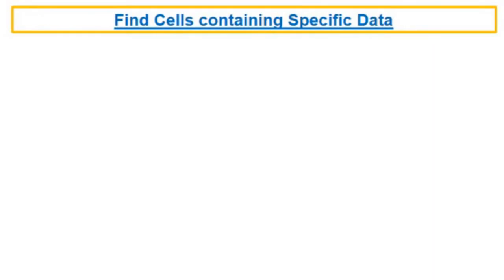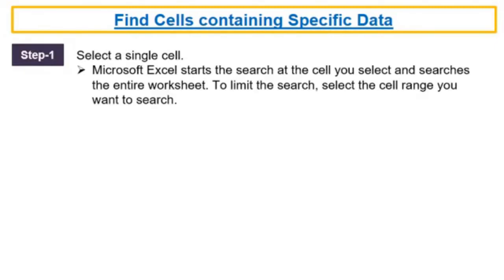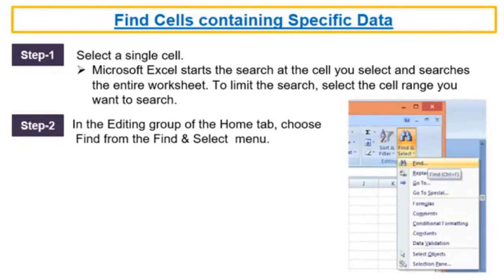Now let's see how to find cells containing specific data. Step 1. Select a single cell. Microsoft Excel starts the search at the cell you selected and searches the entire worksheet. To limit the search, select the cell range you want to search. Step 2. In the Editing group of the Home tab, choose Find from the Find and Select menu.